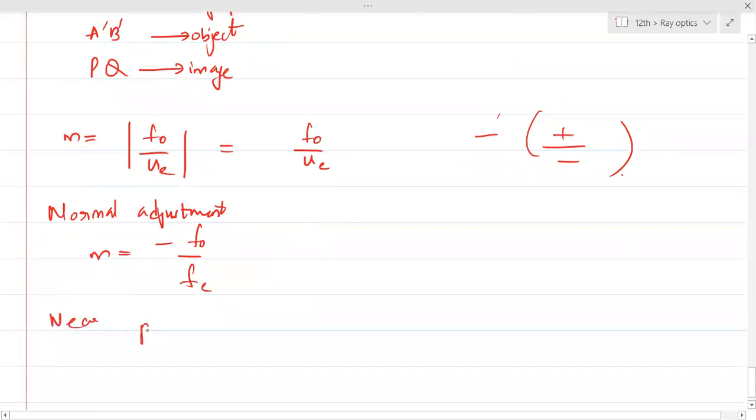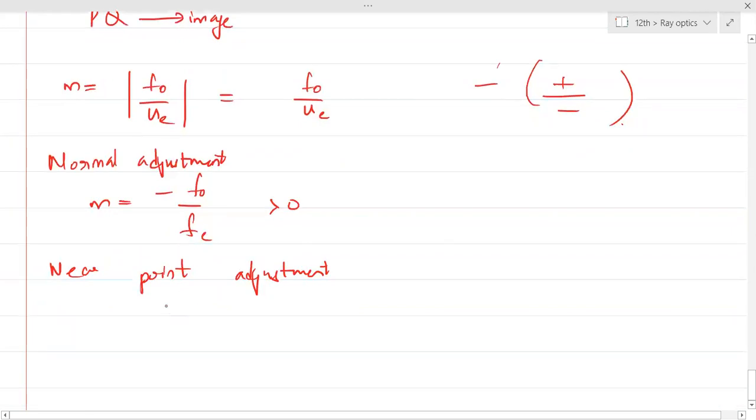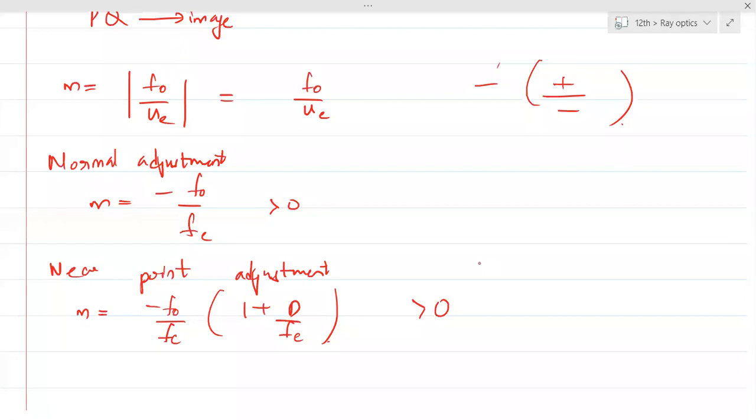Near point adjustment में magnification क्या होगा? Near point adjustment में the magnification would be m is equal to minus f naught upon f e into 1 plus capital D upon f e. The same formula, minus positive इधर उधर हो जाएगा. The only thing is you have to get it as greater than 0. So Galileo telescope में you will get it as greater than 0. That's it. Clear?